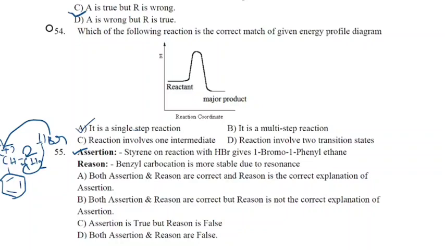Yes. Here the movement takes place from this carbon to this carbon. It is because this benzyl carbocation is stabilized by the resonance. Right? So both A and R are correct, and R is the correct explanation of assertion. Let's move to the next question.